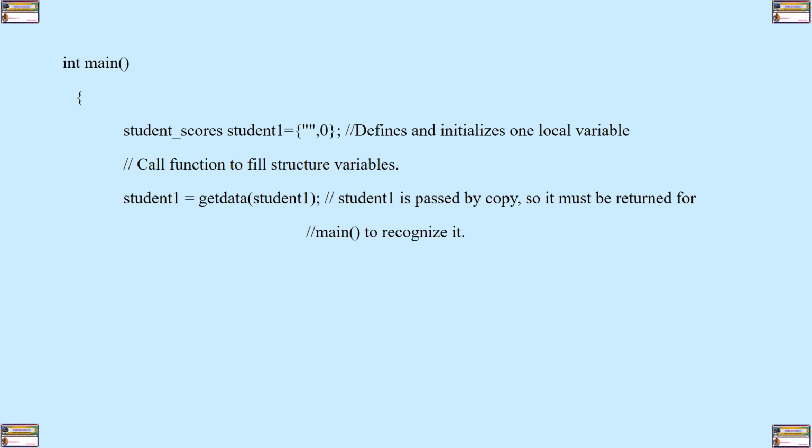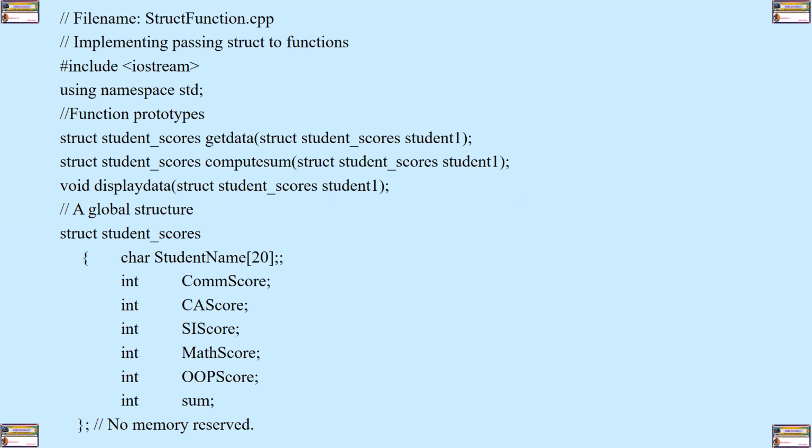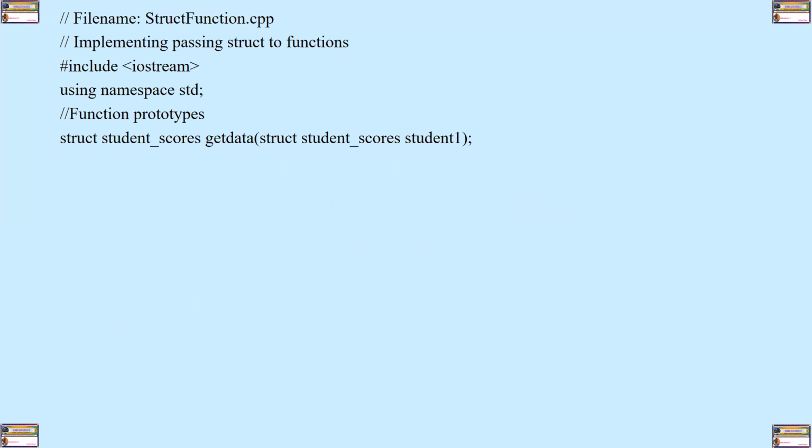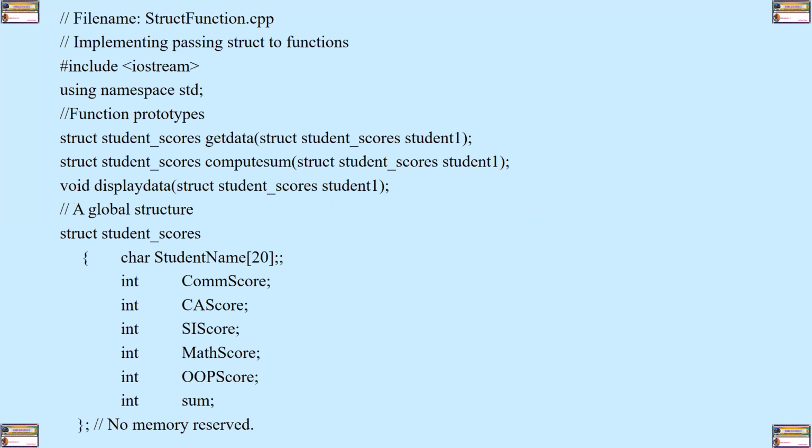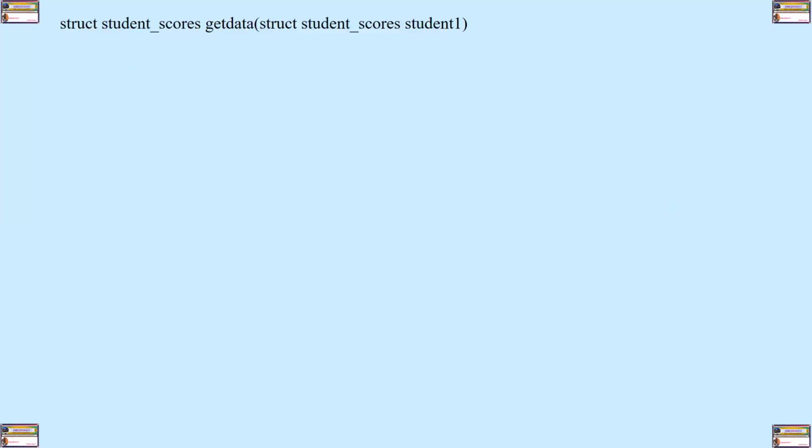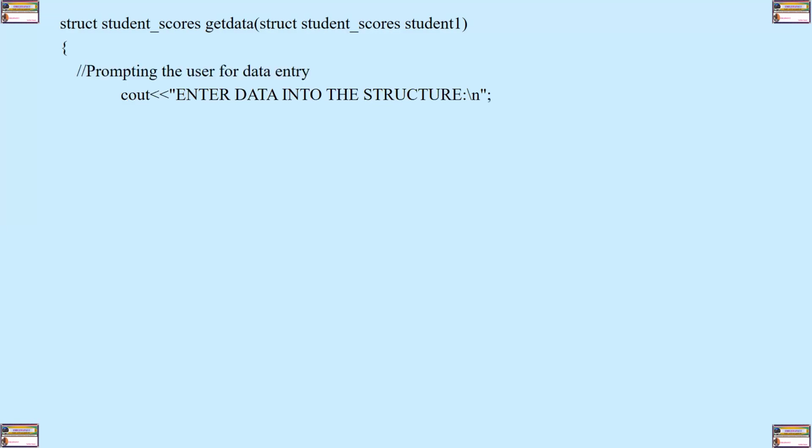Once that first statement is invoked, the compiler will go to the prototype at 1 and then look for that function after the main. So that's our function for getting data. Its return type is struct student scores, and it's receiving one parameter of type struct, called student1. Then it waits for the user to enter the data, the values.